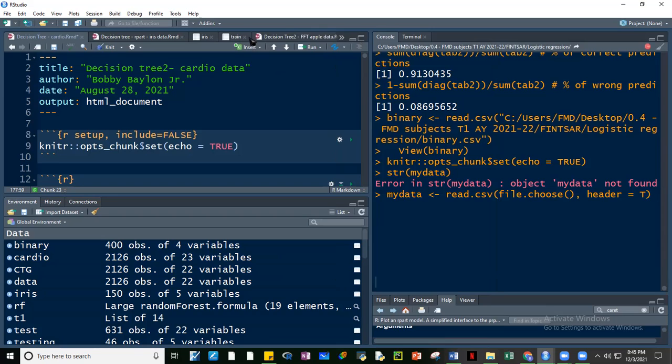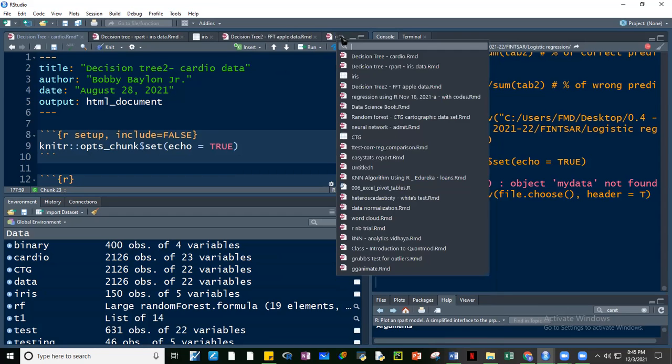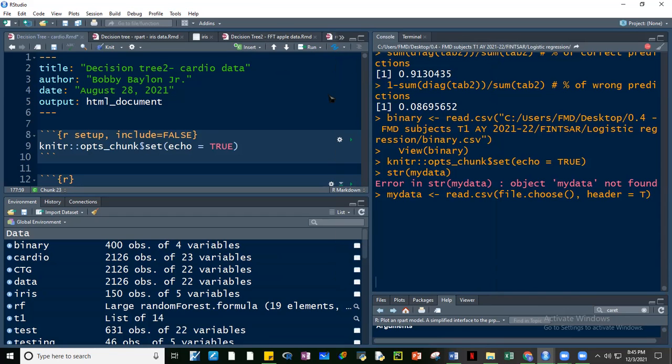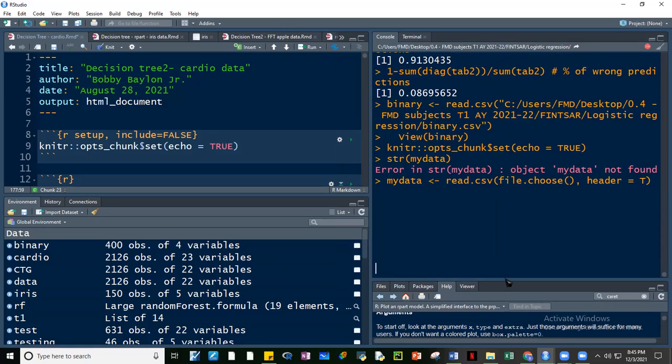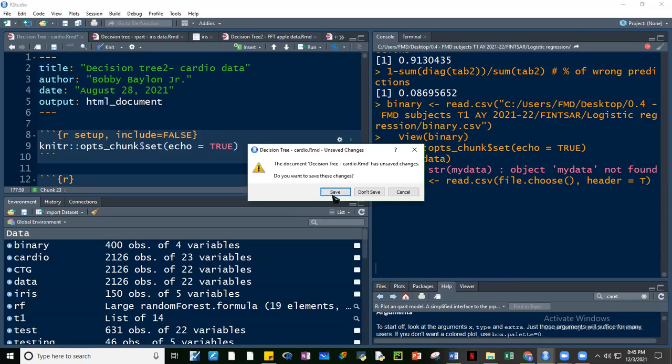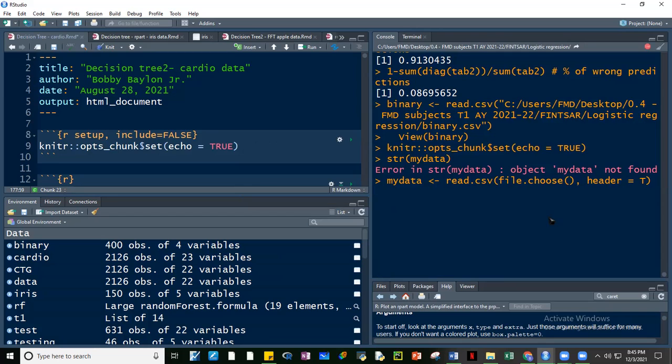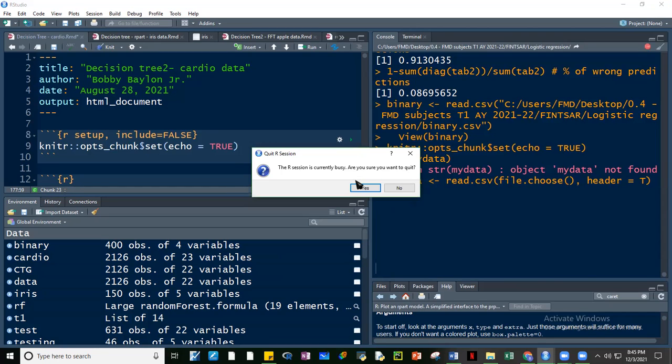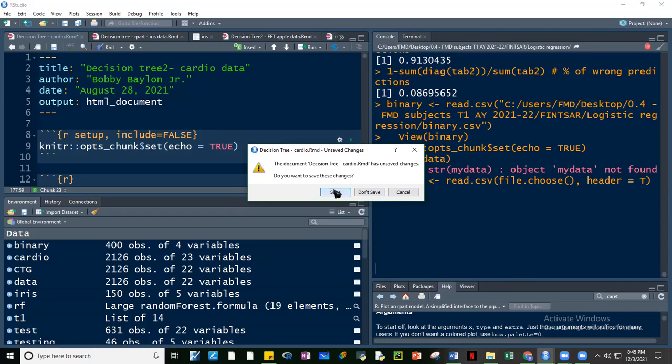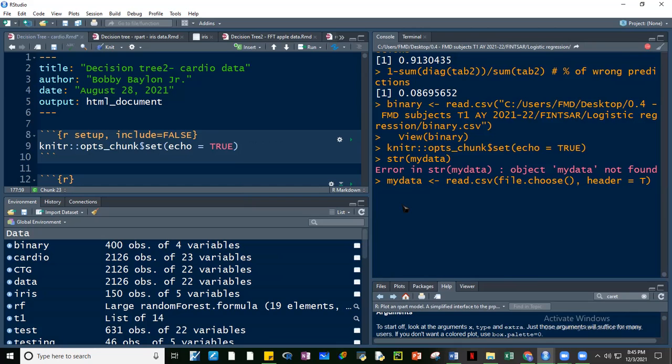Let me close this. So where is it? It has not opened yet. Let me quit, guys. This is sometimes my problem with my computer. Sometimes it just hangs. Yes, let me quit. Oh no. It's here again.